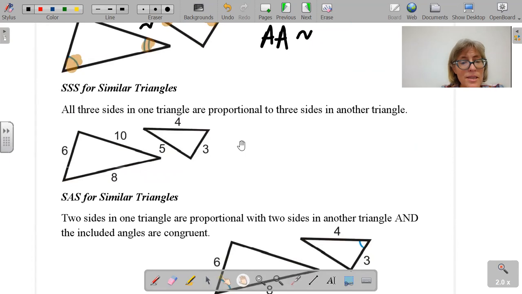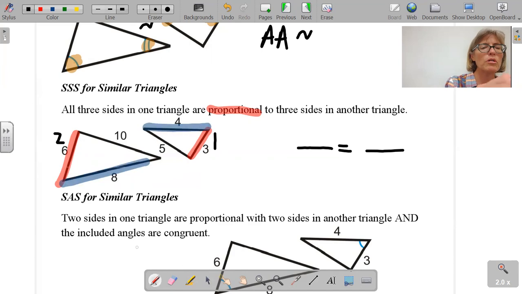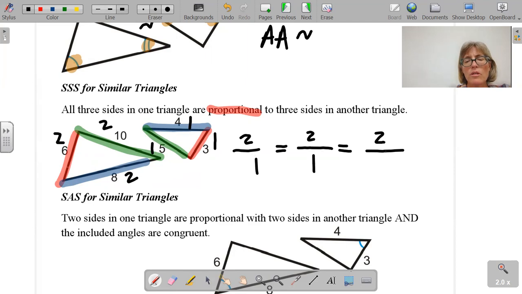Then we have side, side, side similarity, where you have all three sides in one triangle proportional. And remember, proportional means equal ratios. Doesn't mean equal sides. So for example here, short side 3, long side 6, left to right, that's a 2-to-1 ratio. And we have medium side 8, medium side 4, that's a 2-to-1 ratio. Long side 10, long side 5, that's a 2-to-1 ratio. So the ratios are 2-to-1, all three of them, all the way around. Therefore, this would be considered side, side, side similarity.